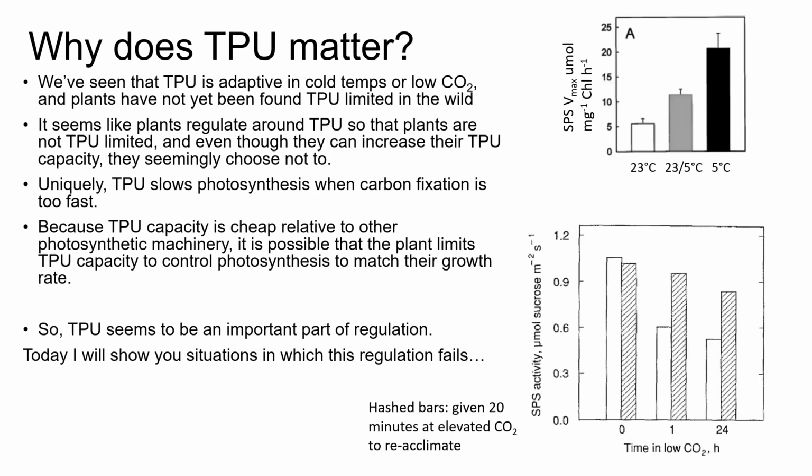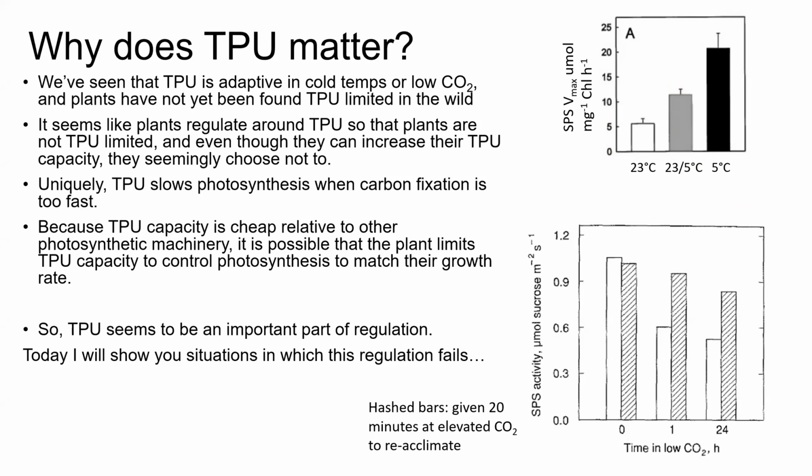Now, we know that plants can be adaptive in cold temperatures or low CO2, and plants have not yet been found TPU limited in the wild. Here are 2 examples of adaptation to TPU limitation. This plant, when grown in the cold, produces additional amounts of sucrose phosphate synthase, which raises its TPU capacity because it's able to produce more sugar. When it's grown partially in the cold, it produces a little bit more. And when it's grown at ambient conditions, it's relatively low.